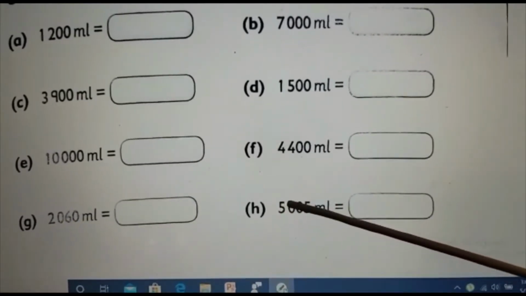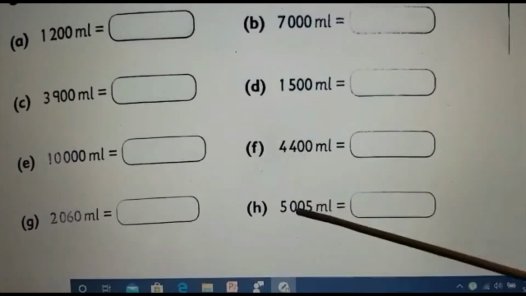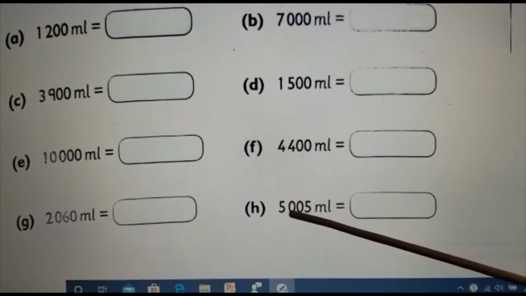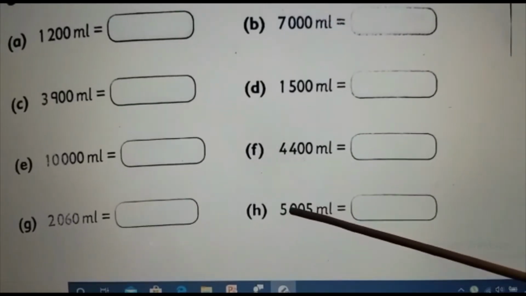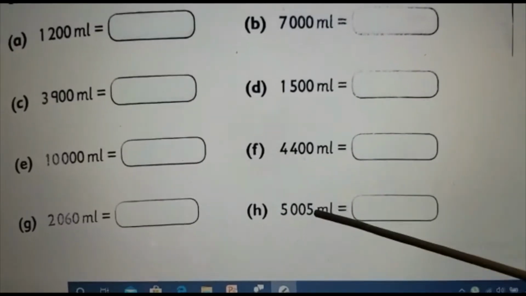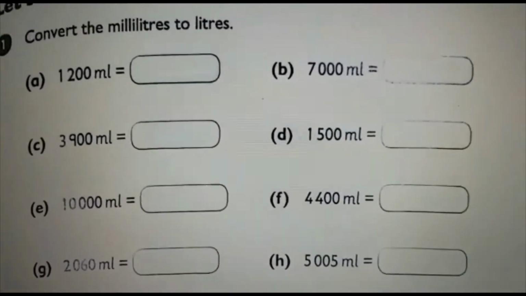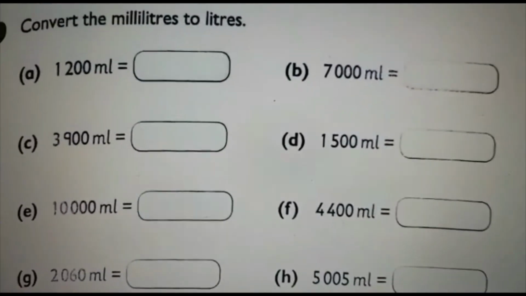So where will this come in front of that? That is 5.005 liters. So you should always keep in your mind, after the decimal, if you are dividing by 1000, 3 digits should be there. That is 10th, 100th and 1000th. Okay. Is it clear for you? So same way you can do all these sums.